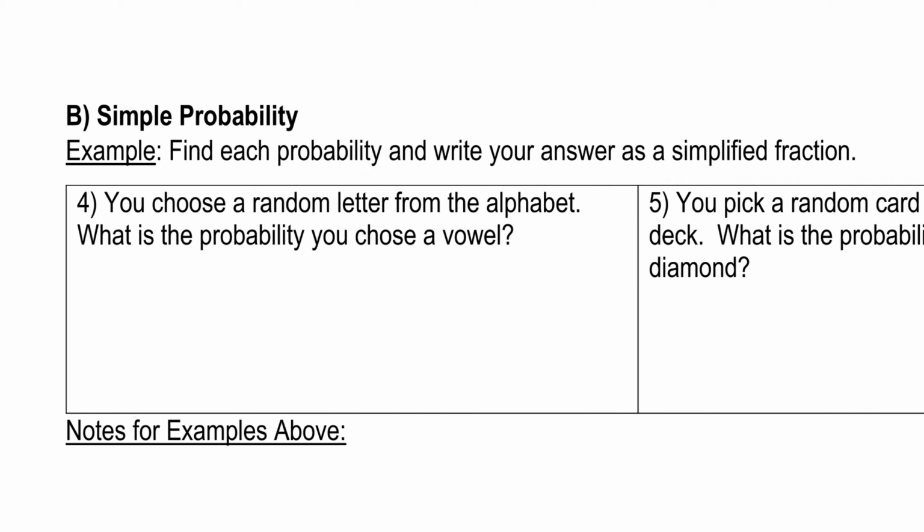Okay, and of course these are going to be word problems. So I want to find the probability and write it as a simplified fraction. So all your answers for this should be a fraction of some kind.